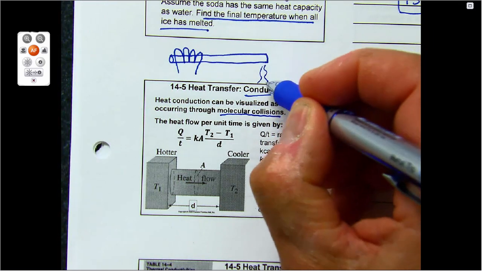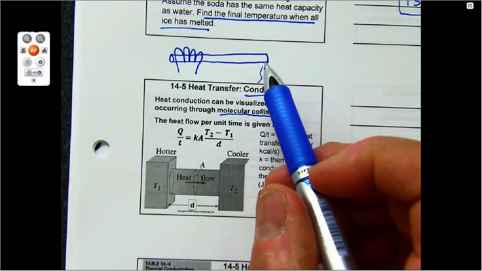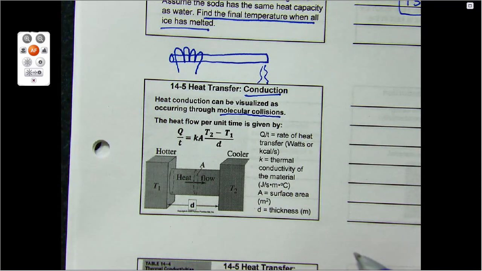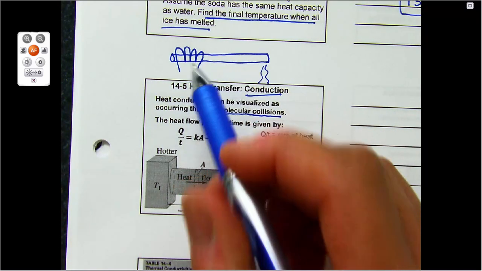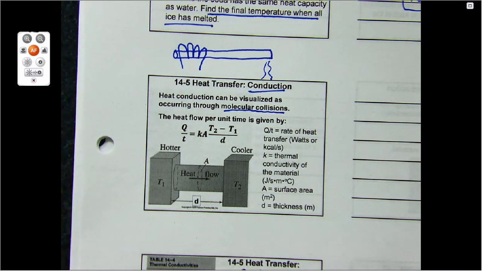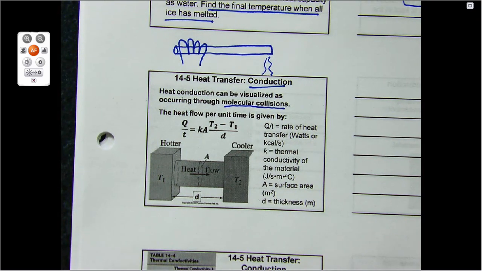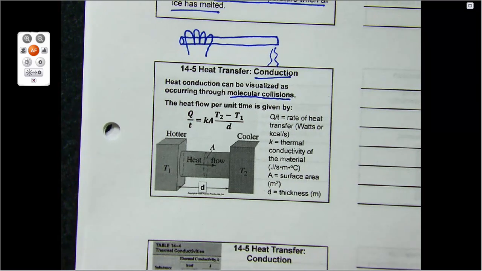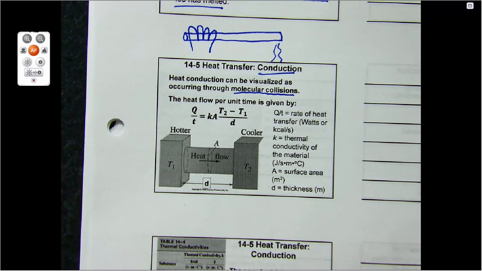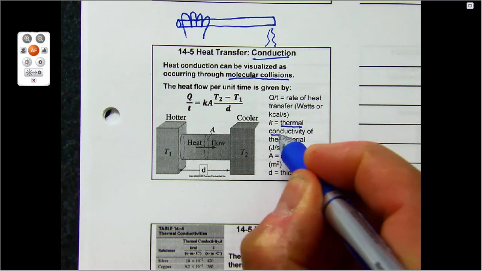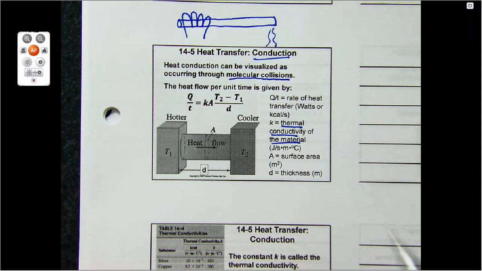If you were to heat this on this end, how fast is it going to get to this end? And probably how fast the heat is going to get to this end and how long you can hold on to it would depend upon the material. Versus copper, iron, aluminum, and so on. So there is a thermal conductivity, and that thermal conductivity is the K. So it's thermal conductivity of the material.